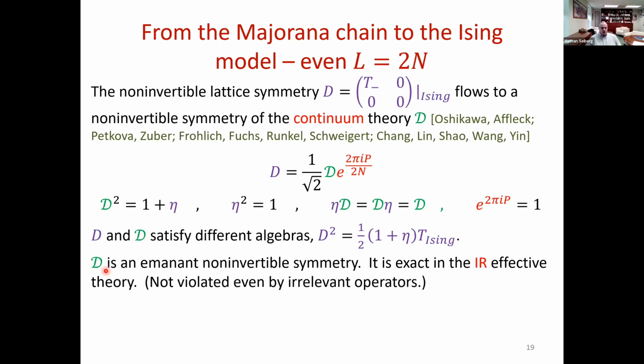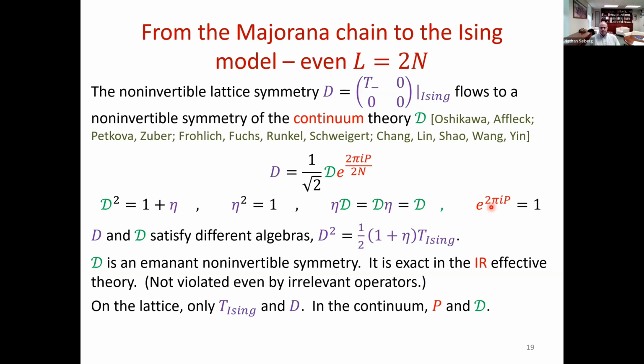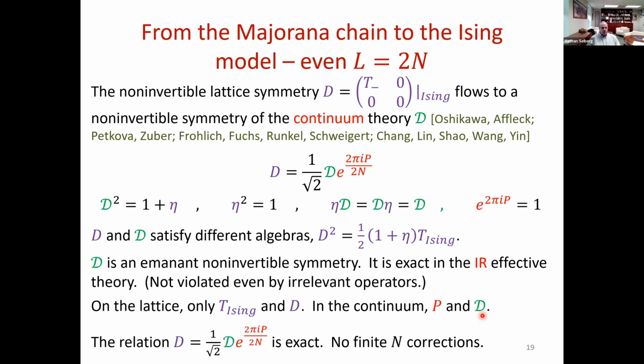But these operators are not present. Even though there is no operator, there is no symmetry on the lattice that satisfies this algebra. So on the lattice, again, we have only T Ising and D. In the continuum, we have P and D, but they satisfy a different algebra. And again, the relation between the continuum, or the low end, the infrared, and the ultraviolet is exact. There are no finite n corrections.